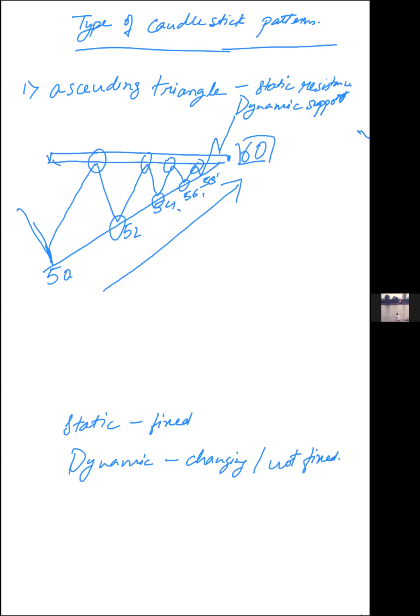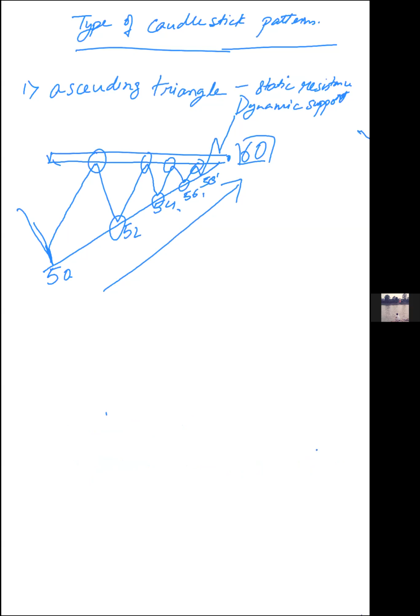Minimum 2 touches and maximum as many touches as you can. And one more thing is that the more the touches on the support or resistance level, the weaker the support or resistance starts to become. Okay. Is the ascending triangle clear? Okay, fine. Then we will move to our next pattern.